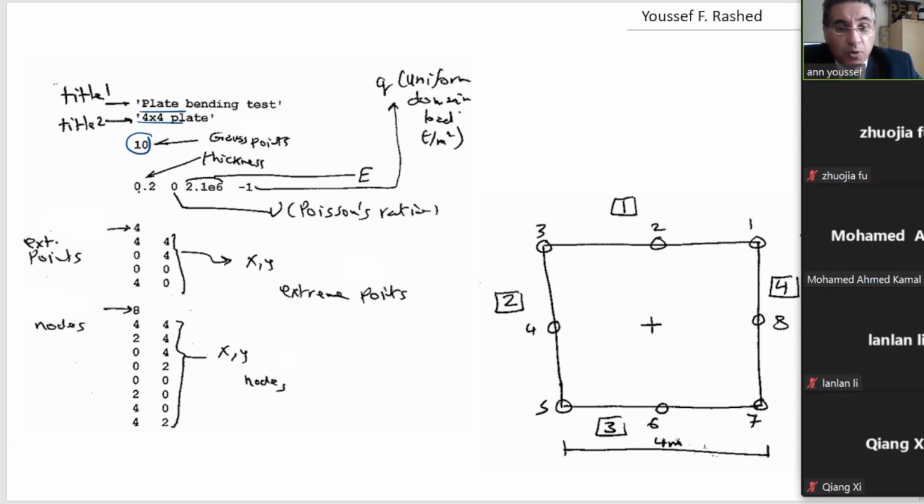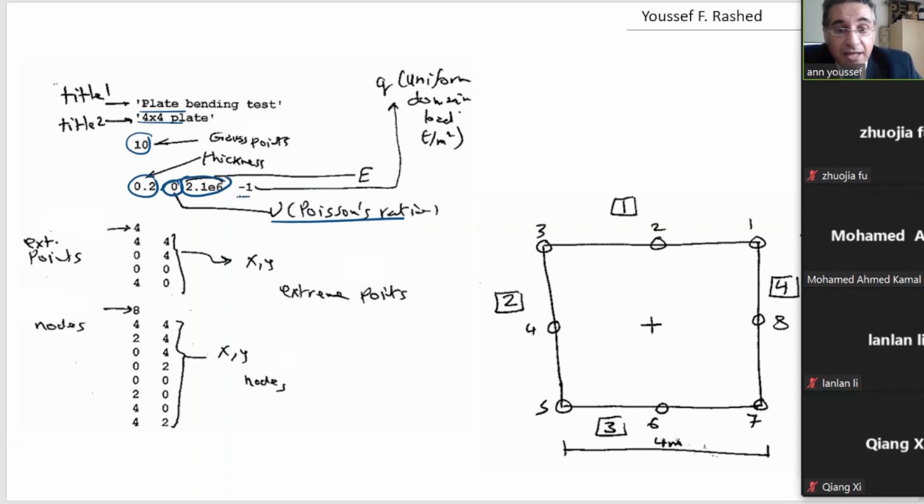This is the 10 Gauss points for the integration points. This is 0.2 for the thickness of the plate. This is the Young's modulus of the plate, and this is the Poisson ratio. I usually put Poisson ratio equal to 0 in order to allow me to compare my result to beam theory.